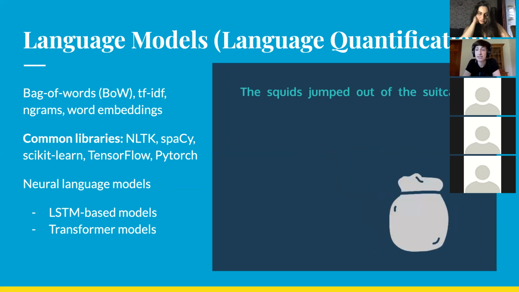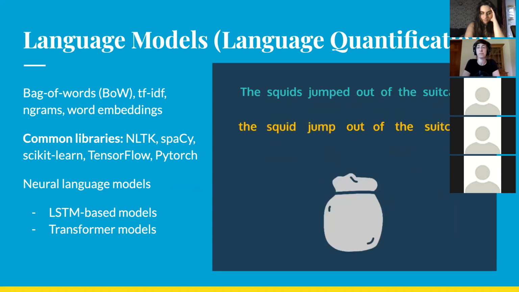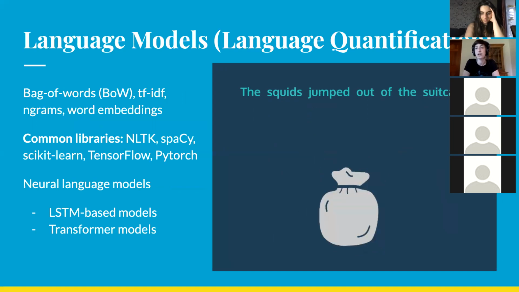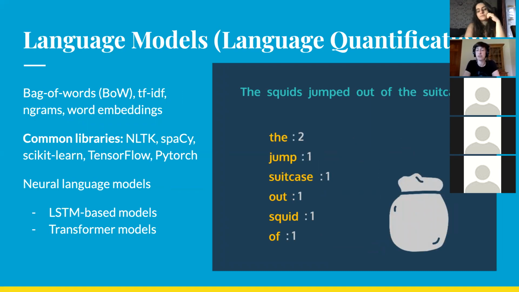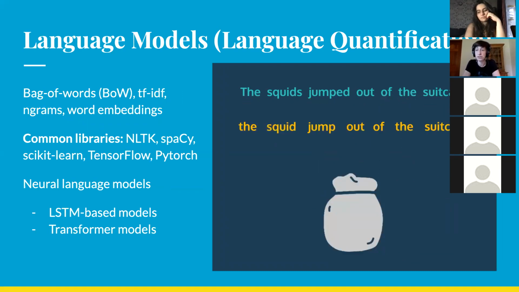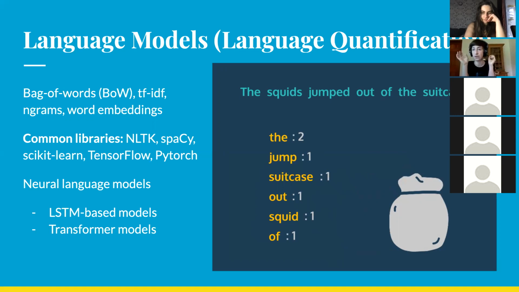For a lot of tasks, what you're going to be needing is a language model, or some form of language quantification, or as I said before, this is also known as feature engineering for NLP. One of the most common types of language models is called bag of words, which is also known as a unigram model when it's talked about in relation to the N-gram model.